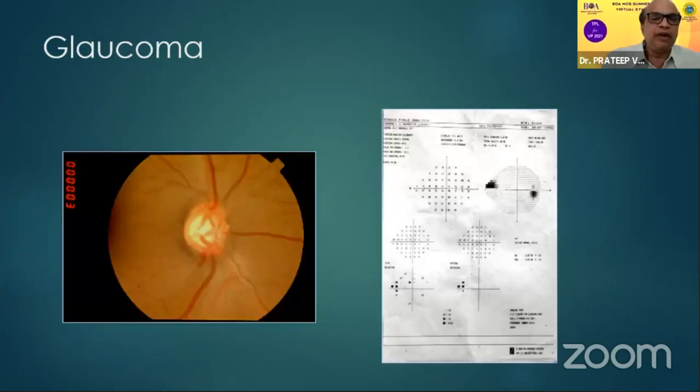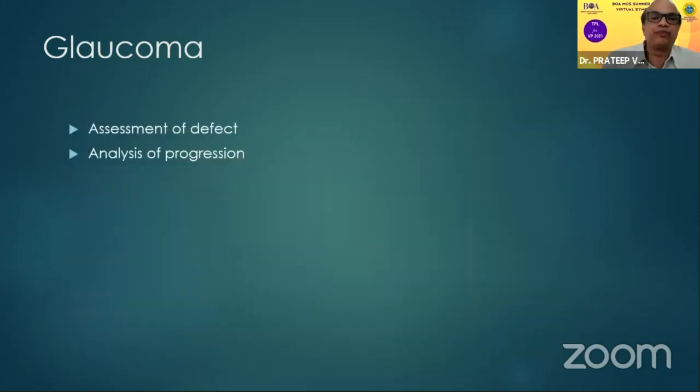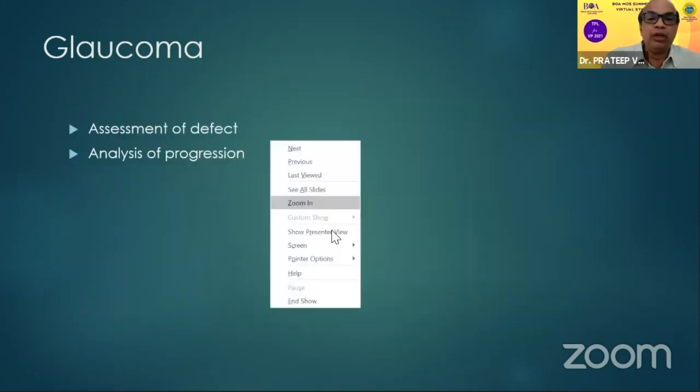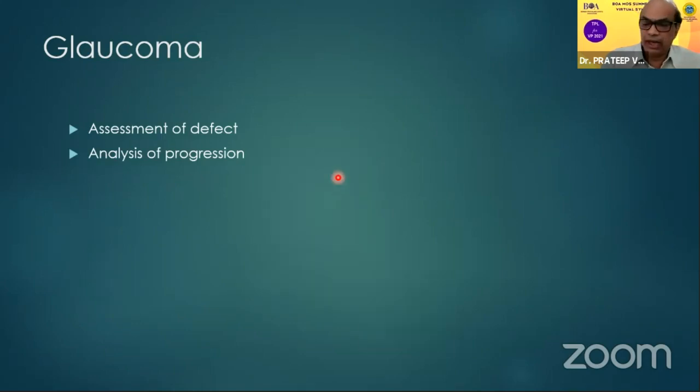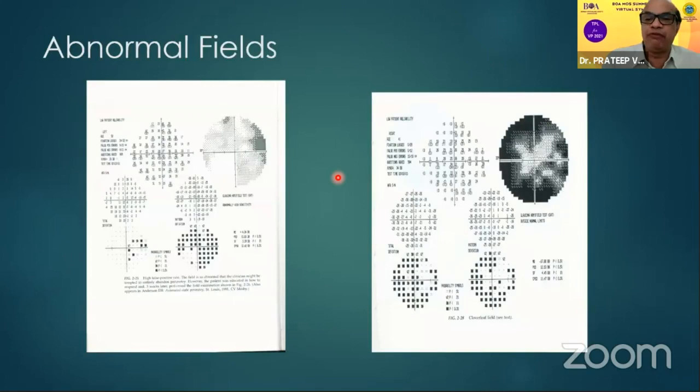So the standard definition of glaucoma is glaucomatous optic neuropathy with correlating visual field changes. So perimetry is still the gold standard for diagnosis of glaucoma. That is what glaucoma is. Now in glaucoma, what do you do with the perimetry? You assess the defect and you analyze the progression. The quantification of defect and analysis of progression is very essential in glaucoma, because glaucoma is a chronic progressive disease where the patient can lose the vision completely.